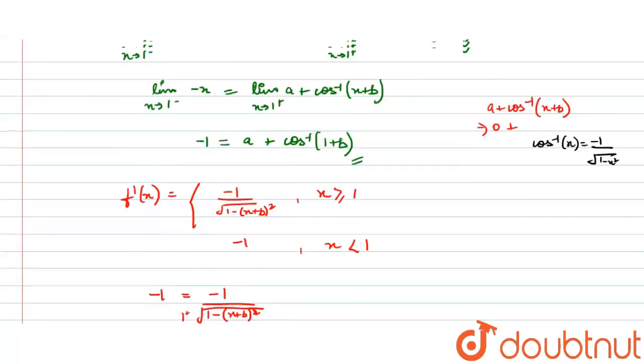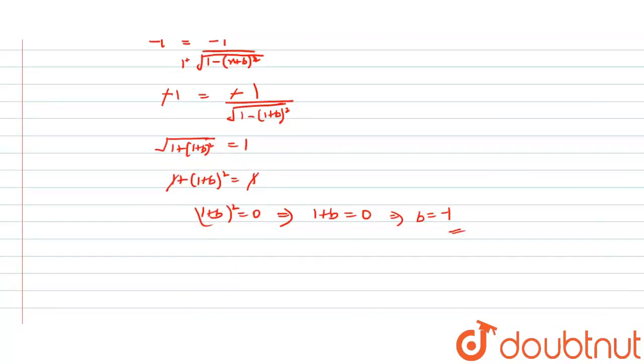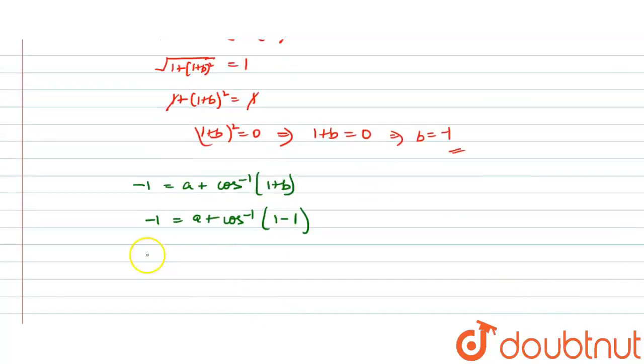Now we got the value of b here. Now here we got a solution. So in this we'll put the value of b back. So now we know that 1 is equal to a plus cos inverse of 1 plus b. So we'll put the value of b here. So 1 minus 1 is equal to a plus cos inverse of 1 minus 1. So this becomes cos inverse of 0. So minus 1 is equal to a plus cos inverse of 0. Now cos inverse of 0 is equal to pi by 2, the standard value.